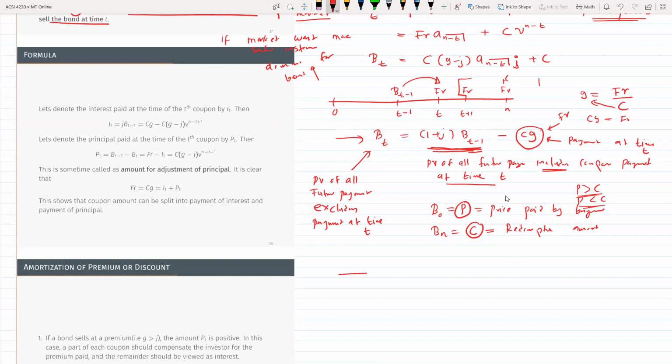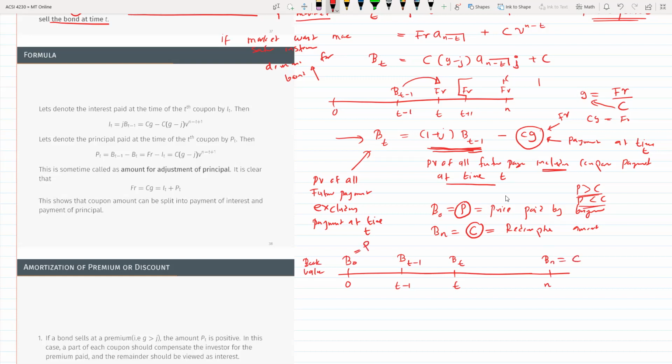Okay, so now let's draw the timeline again. So here is 0. This is the book value. So here you have B0, and then this is T, this is BT, and then this is N, that's BN. This is C. B0 is actually the price.